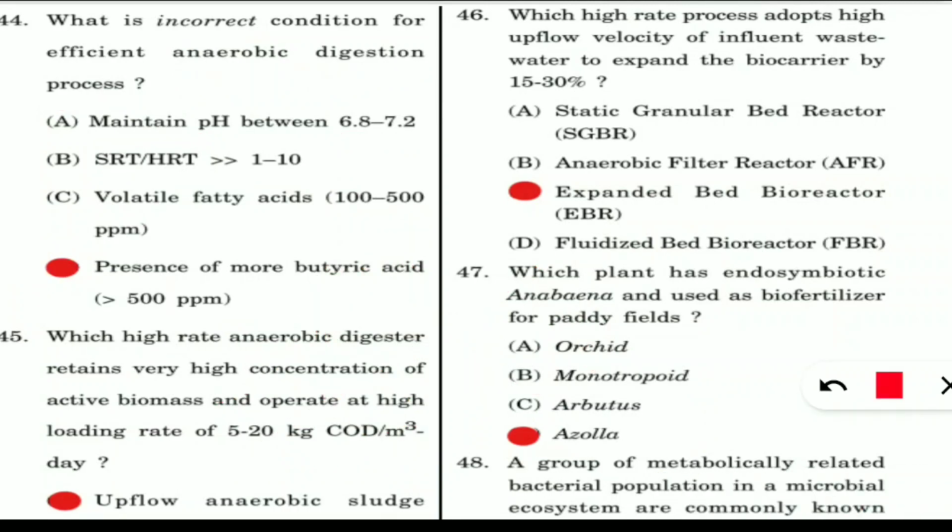The proper condition is that volatile fatty acids should be 100 to 500 ppm in concentration, but with the presence of less butyric acid, not more butyric acid. And it is asking which is incorrect. So option D is incorrect.